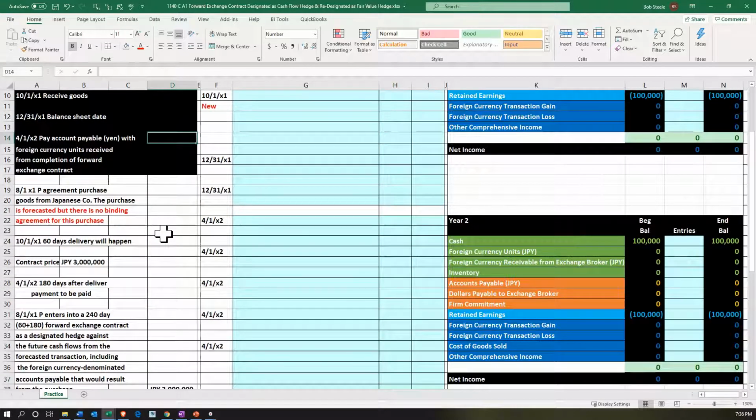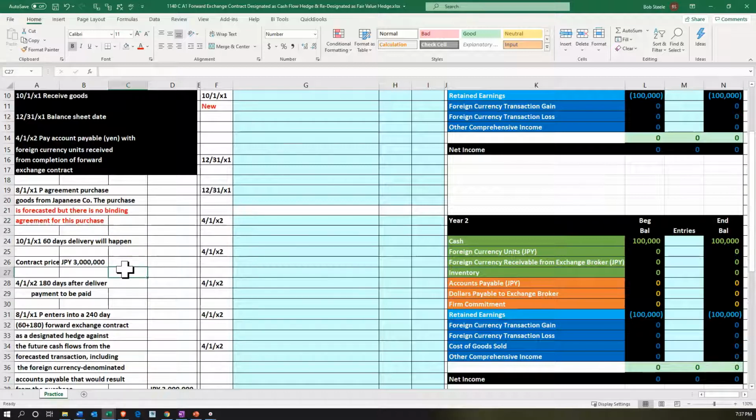Okay, so then let's go through this in a little bit more detail. On 8/1/X1, let me just adjust this. It should be 8/1/X1. P, that's us, purchase goods from a Japanese company. So from a Japanese company, the purchase is forecasted, but there's no binding agreement for this purchase. So similar to a prior scenario we had, but there's no contract for us to purchase in the future. We haven't received the inventory just like before. There's basically no contract at this time. That's going to be one of the basic differentiating factors.